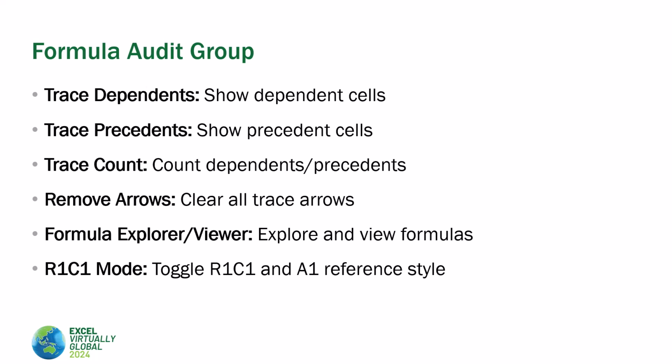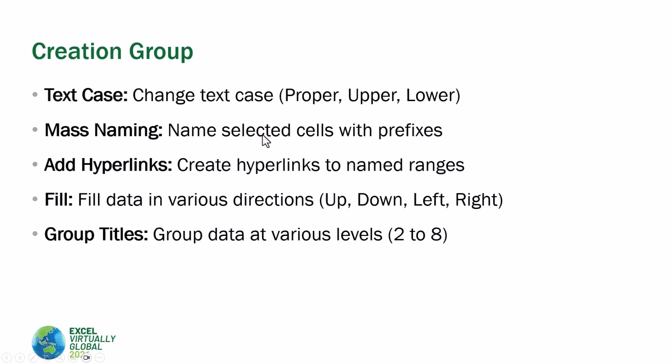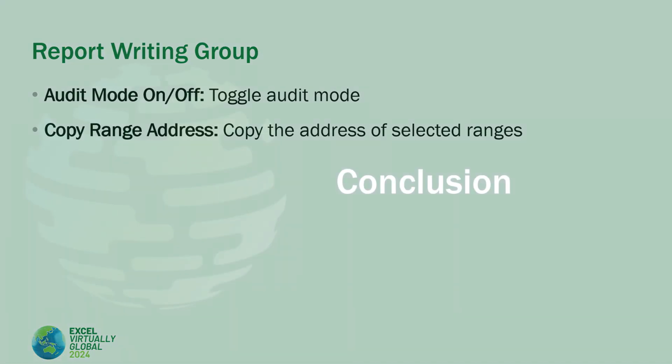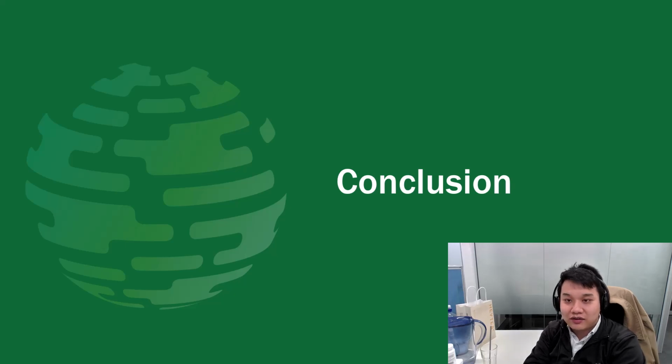So I had talked about the audit group, summarization group, special select, mapping group, creation, finalization, and report writing group. Alright, to wrap things up, I want to highlight the key takeaways from today's presentation. This custom VBA add-in was designed with productivity in mind, streamlining a wide range of tasks that are commonly used in Excel, such as formula auditing, data summarization as a list of errors, list of name ranges, list of formulas, Power Query management, so you can export, import the Power Query, and report finalization.